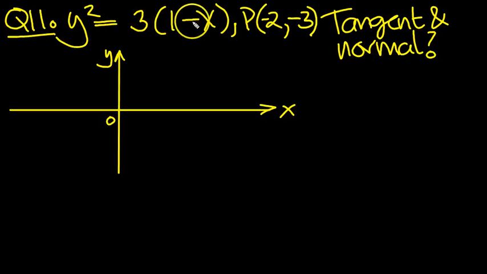y squared equals 3(1 minus x). The point P is (-2, -3). We need to find the tangent and normal. So y squared equals 3(1 minus x).